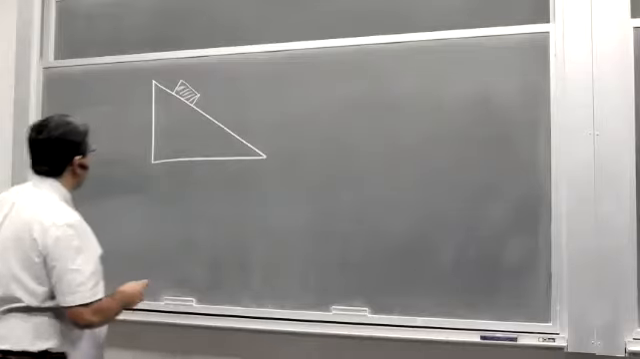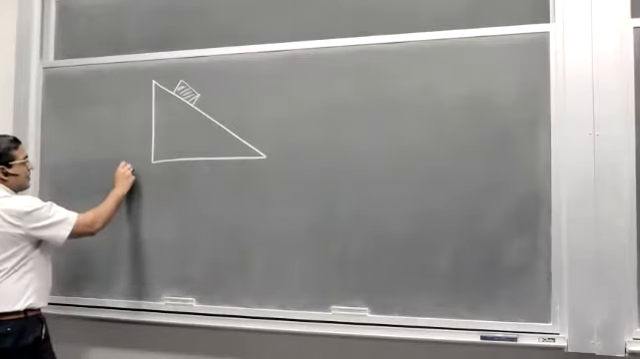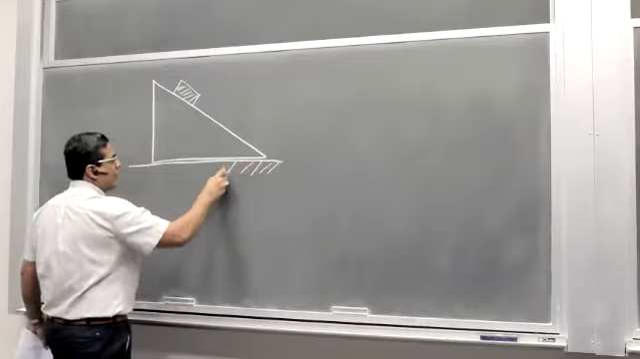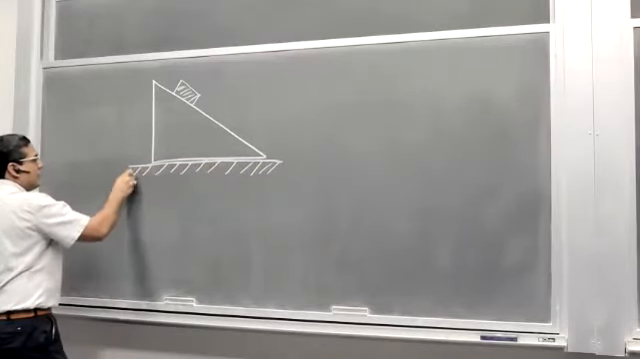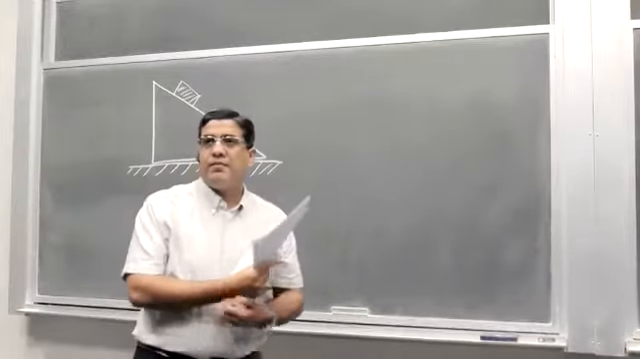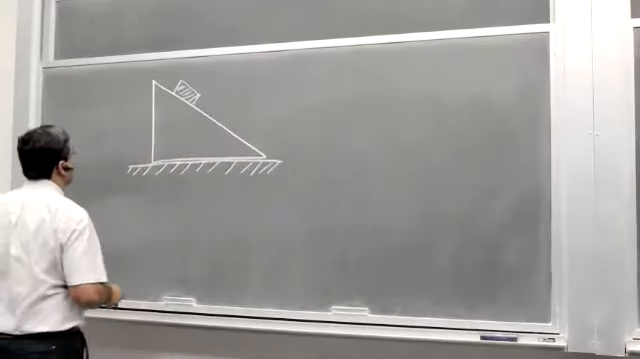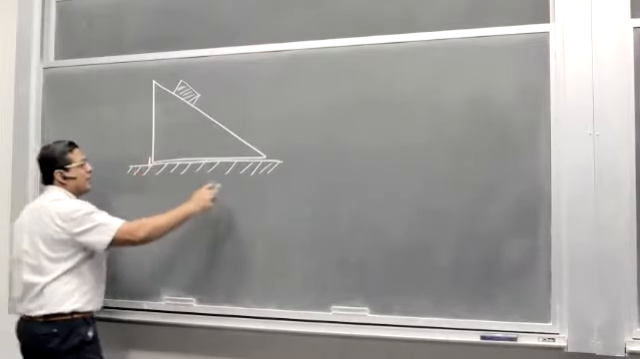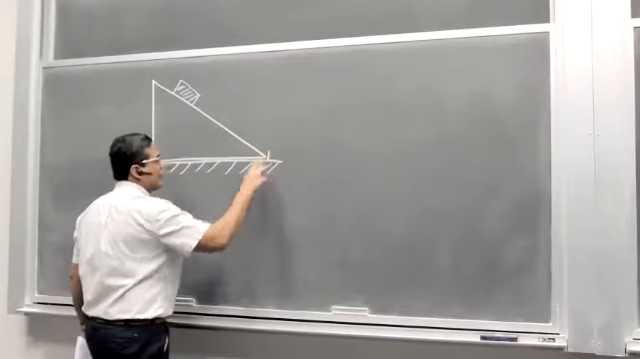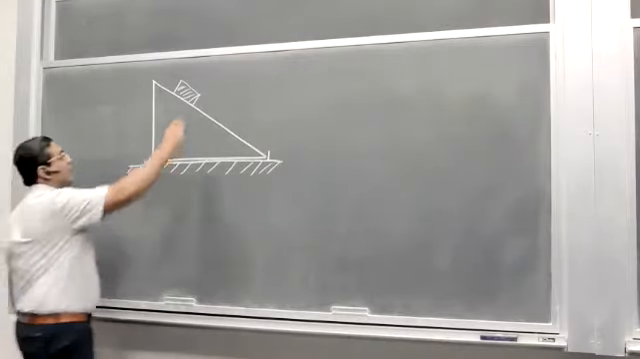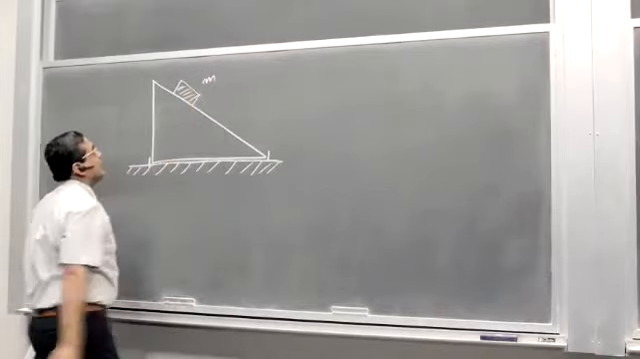All right, so the wedge is resting on a horizontal surface, and it's fixed, so it cannot move. The wedge is fixed. Let's say there are anchors or nails that are stopping it from moving, and the mass of this block is M.